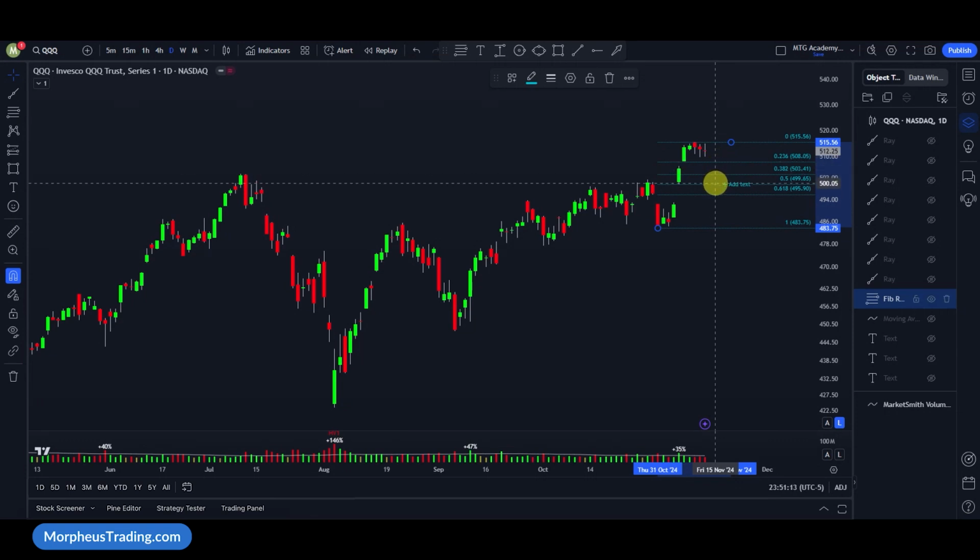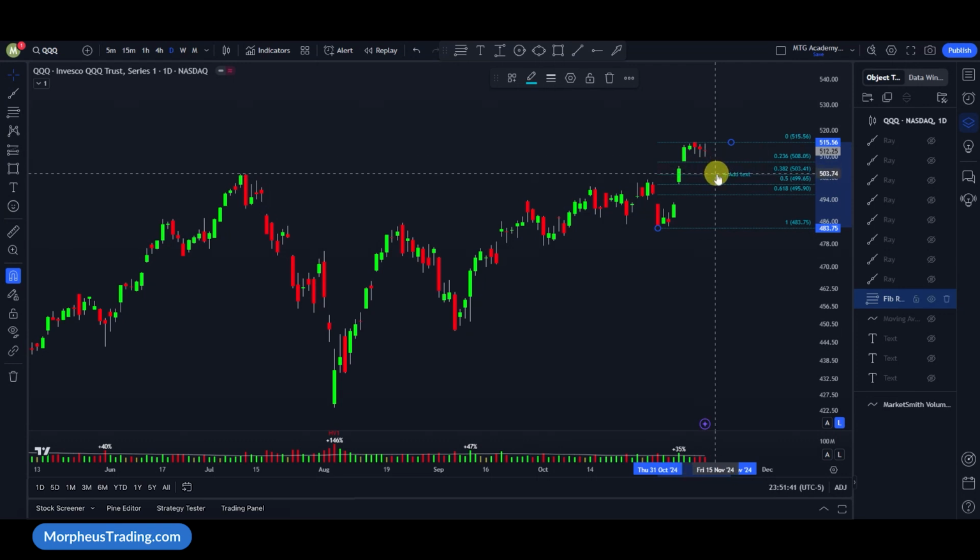A pullback to the 50% retracement level is fine. That's a normal pullback. A deeper retracement would be the 0.618, and anything below that would suggest that the odds of the price action returning back to the prior swing low have increased. So it's fine to give back gains.